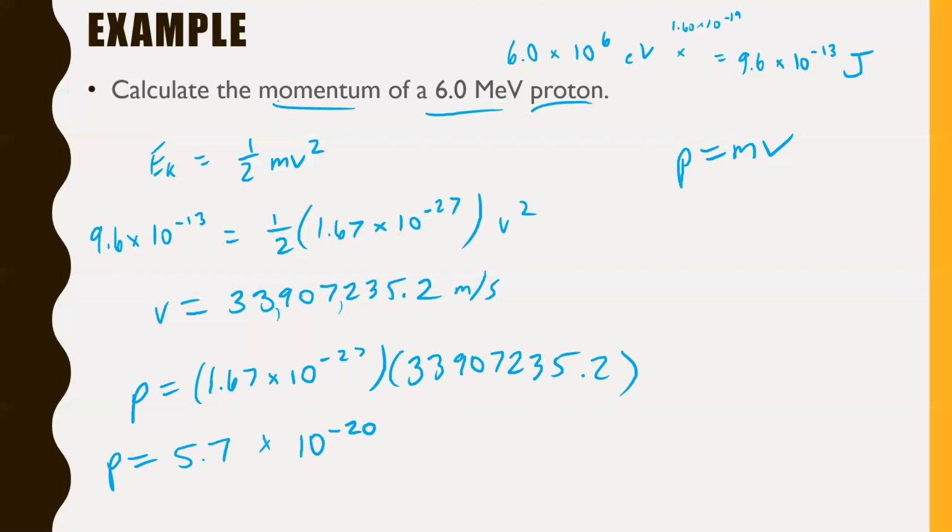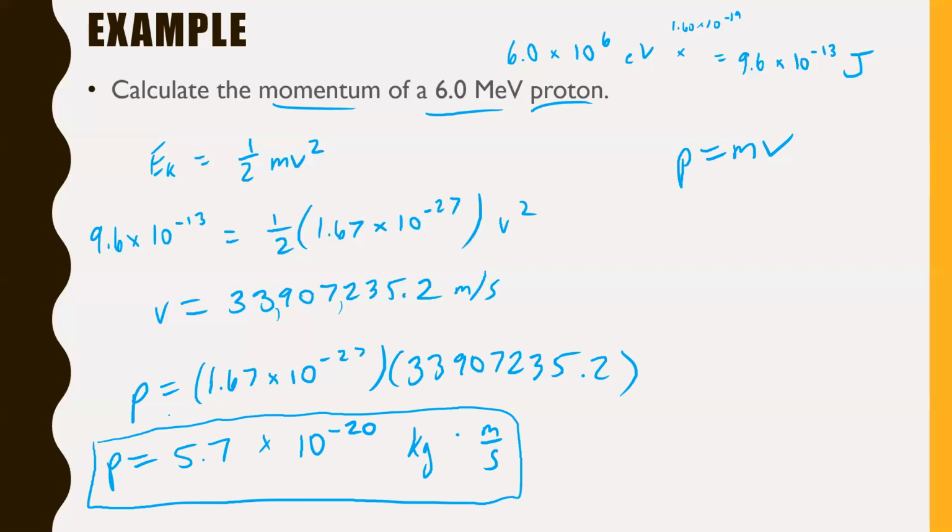Now, it's been a long time since we talked about momentum. The units on momentum are just mass times meters per second, so in other words, kilograms times meters per second. Momentum was something that had really bizarre units. That was something we haven't talked about since like the beginning of Physics 30, but still good to know. 5.7 times 10 to the negative 20.